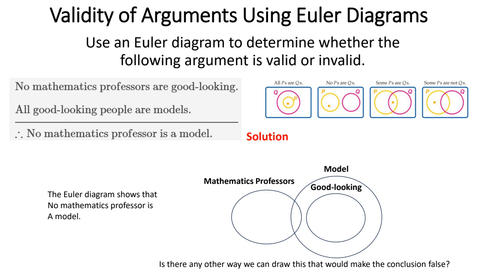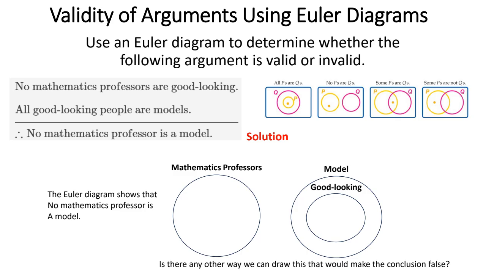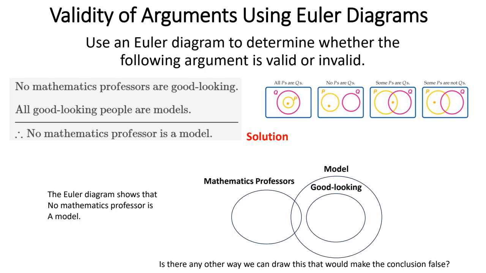So our conclusion is that this is invalid, because we had two different ways that we could draw it. We could draw it like this, or we could draw it like this. Since you found a second way, the statement is invalid. So always, if you can draw it a second way, your conclusion would be invalid.